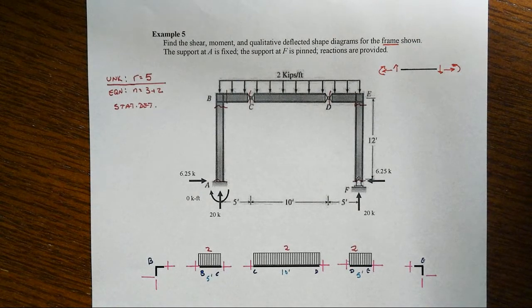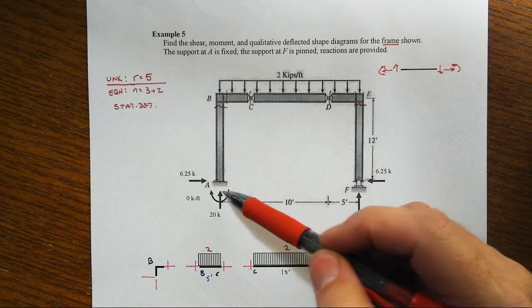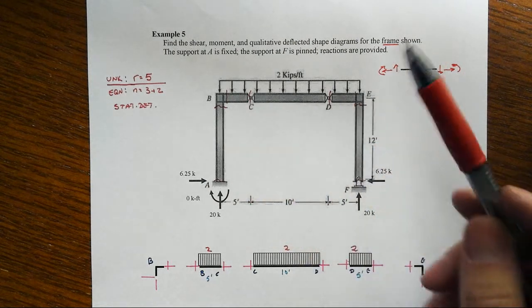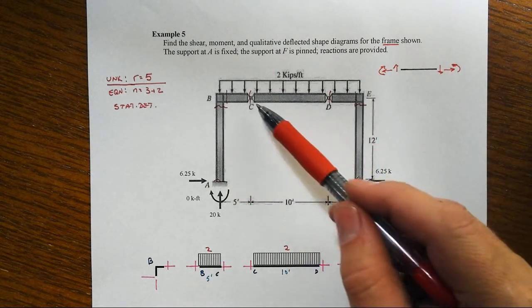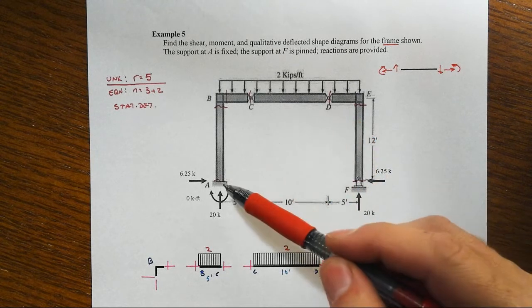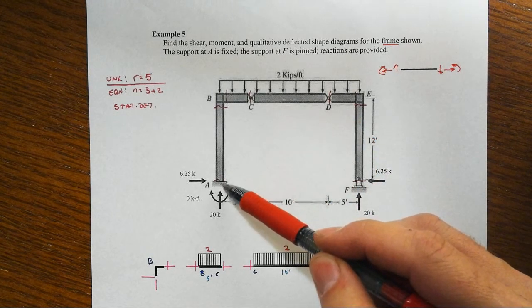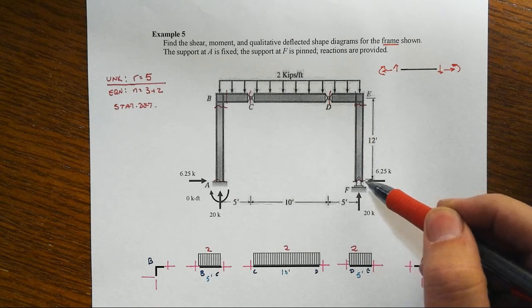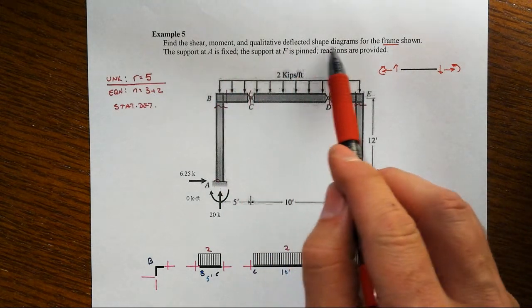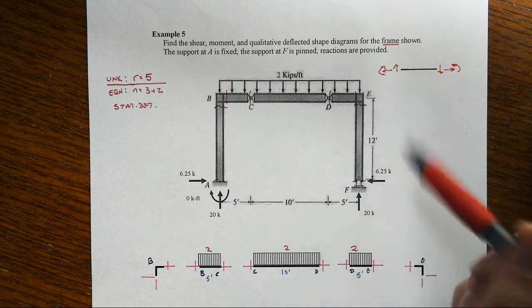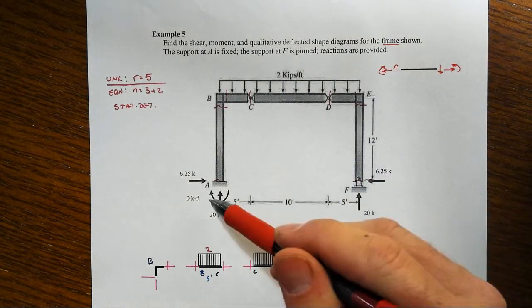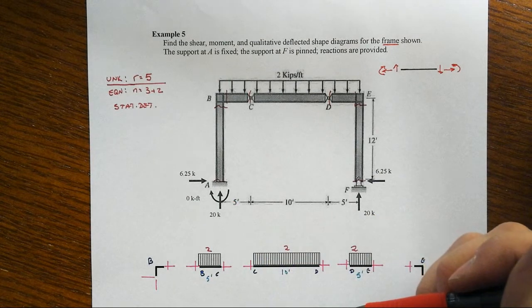In example 5, we have a single bay, single story portal frame that has two hinges internally in it, and it has a fixed end support at the lower left and a pin support at the far right. We're asked to find the shear, moment, and qualitative deflected shape diagrams for this particular frame, given the load and given the reaction values that have been provided to us.